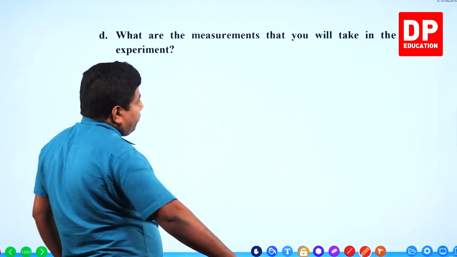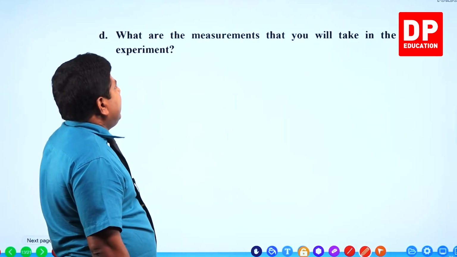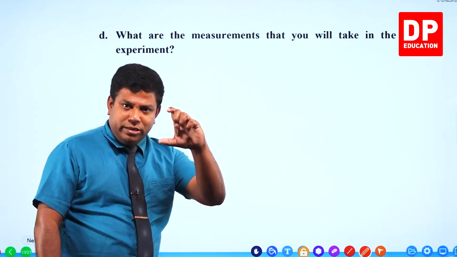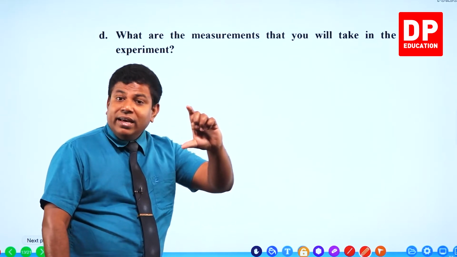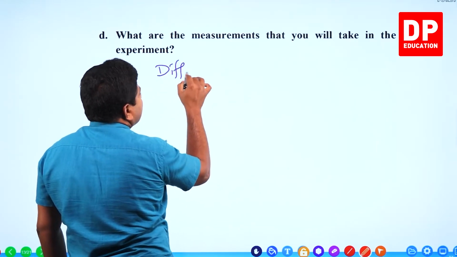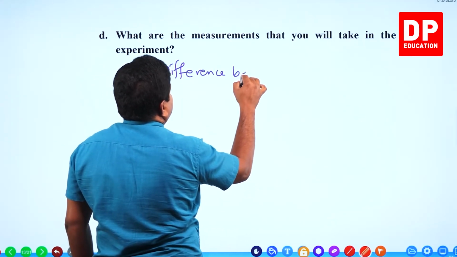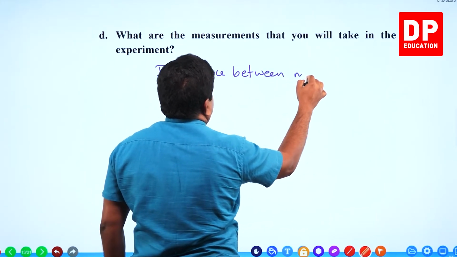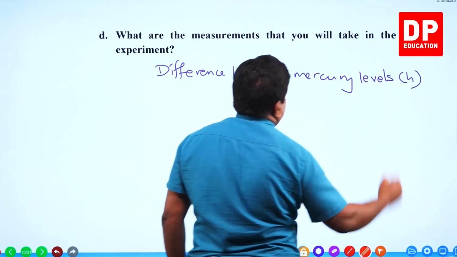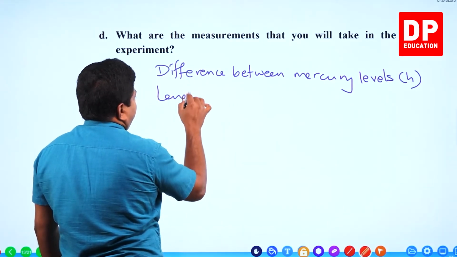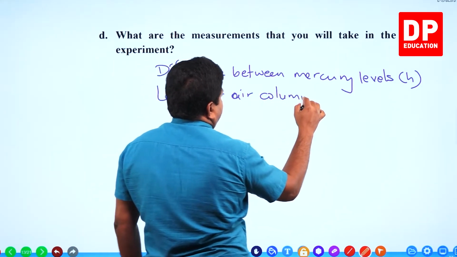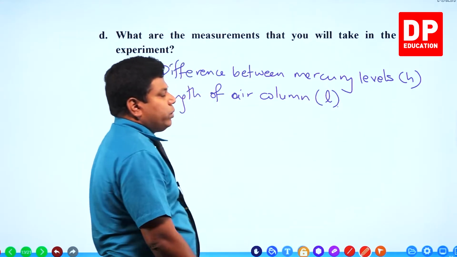Next, what are the measurements that you will take in the experiment? You saw the experiment when we did, right? The height h, that is the mercury levels difference, and the air column's length. Let's say the difference between mercury levels, let it be H. The length of air column, let it be L. Those are the two readings mainly.